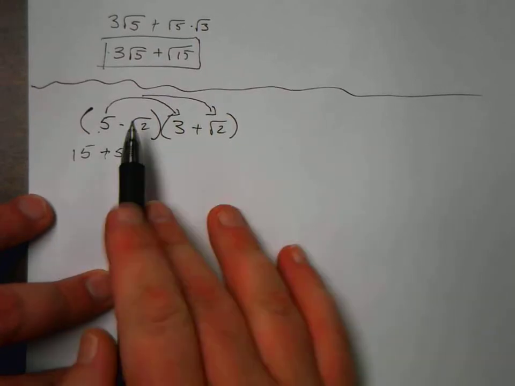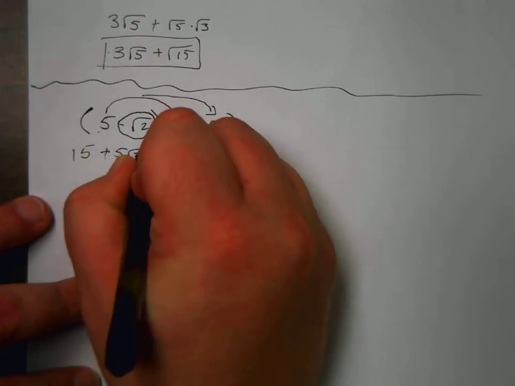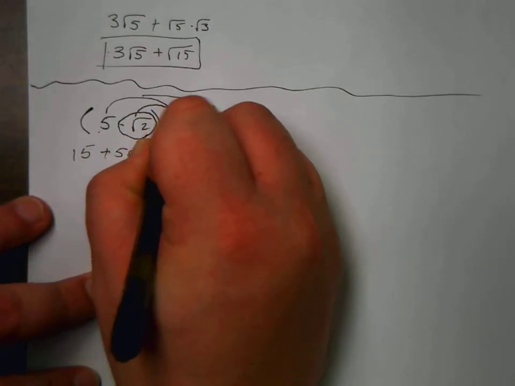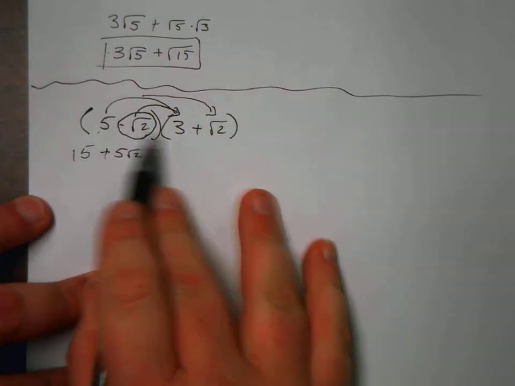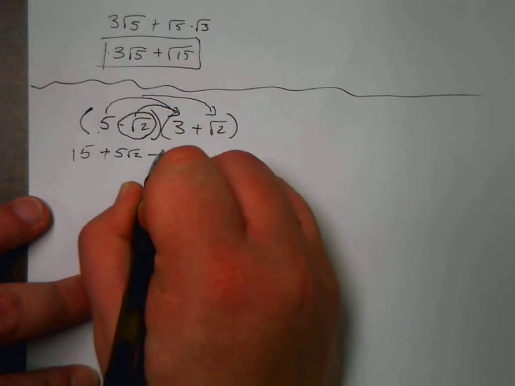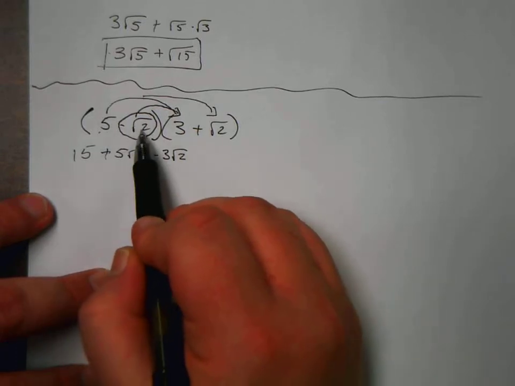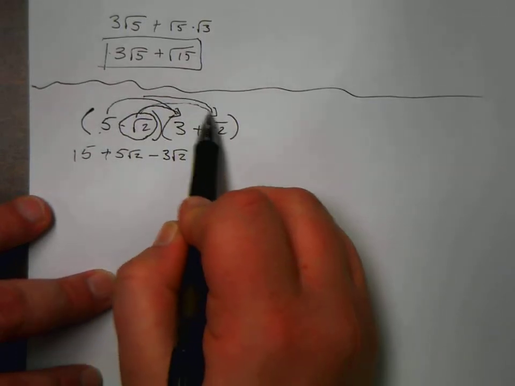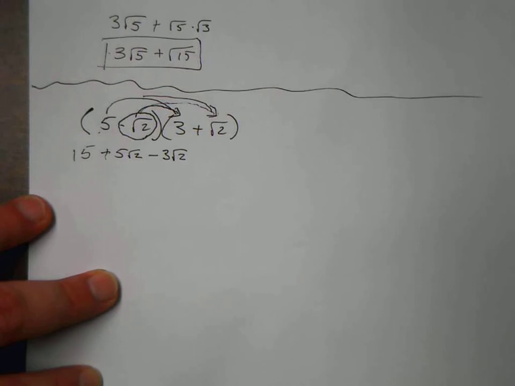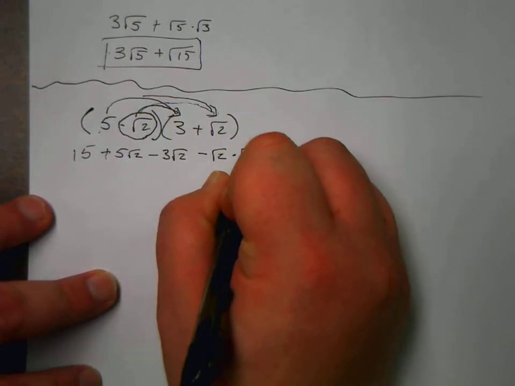And now I'm going to distribute the negative square root of 2. So negative square root of 2 times 3. Well, I have a negative, a whole number, and a radical. So I'm going to get negative 3 roots of 2. And now I have a negative square root of 2 times a positive square root of 2. I'm just going to write that out. Minus the square root of 2 times the square root of 2.